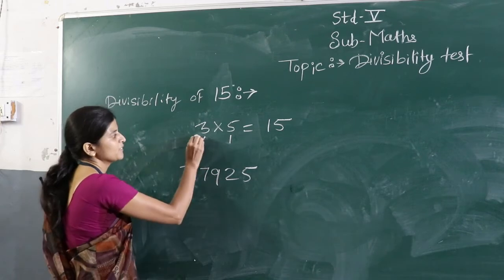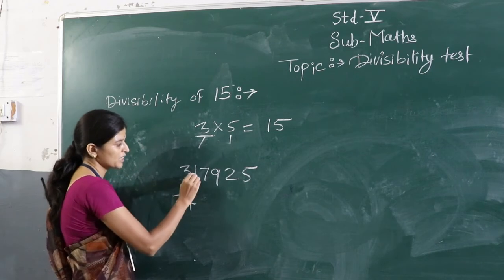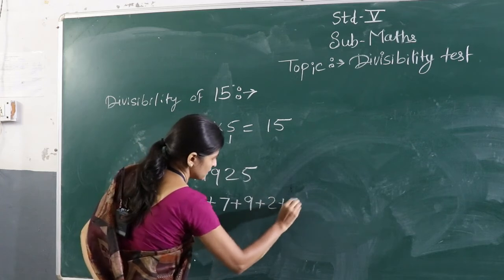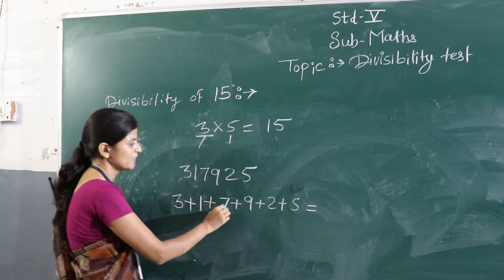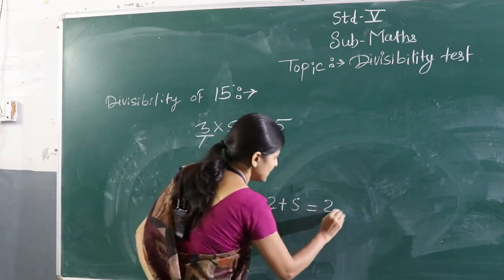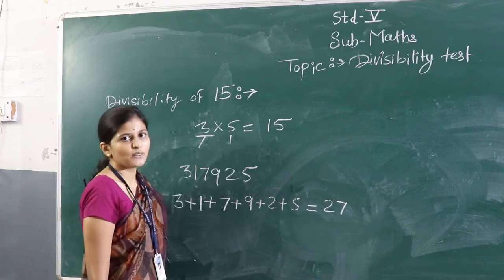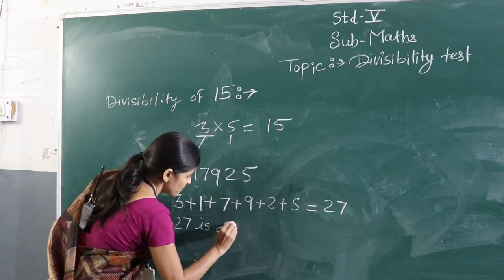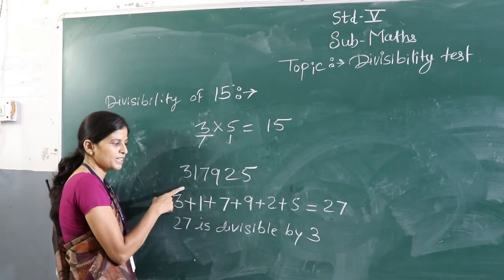So first we check divisibility of 3. And what is the divisibility of 3? We have done it many times, the divisibility of 3, that is addition of digits. We add the digits. 3 plus 1 is 4, 4 plus 7 is 11, 11 plus 9 is 20, 20 plus 2 is 22, 22 plus 5 is 27, and 27 is divisible by 3. 3 9s are 27, that means 27 is divisible by 3. That means the whole number is divisible by 3.